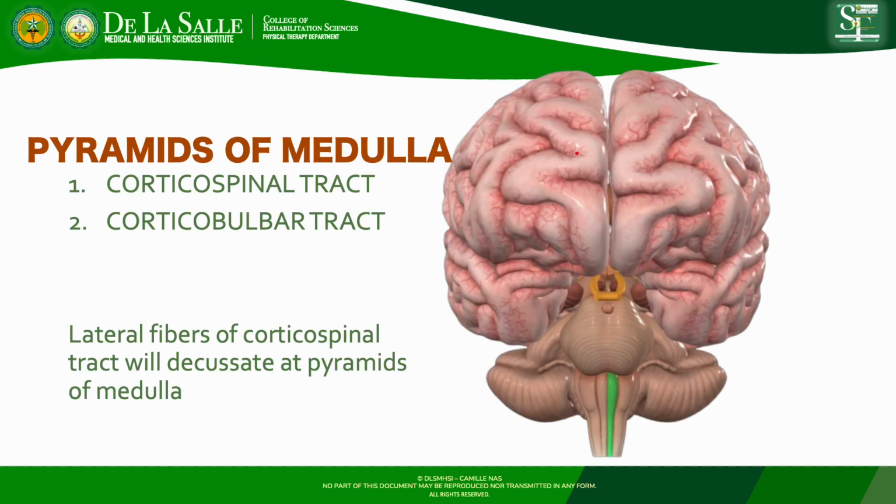So, the pyramids of the medulla. Let's go back to the anatomy of the brainstem. In this picture, you can see the midbrain, the pons, and then the most inferior part of the brainstem would be the medulla oblongata. In the medulla oblongata, the highlighted green area is your pyramids of the medulla. That is the area where the corticospinal tract and the corticobulbar tract will project towards. That's why they are under the pyramidal system of the descending tracts.